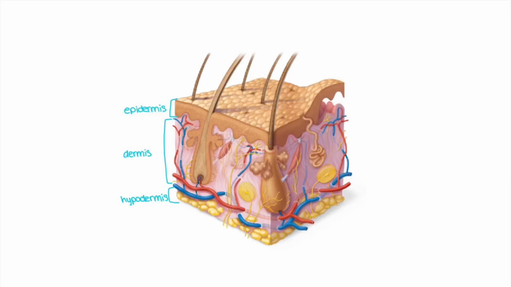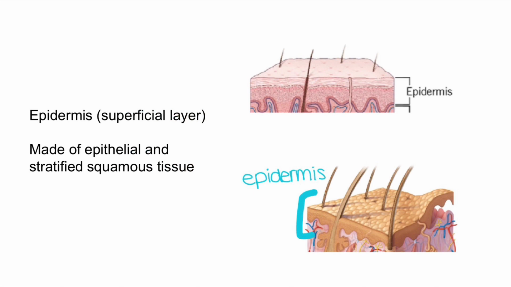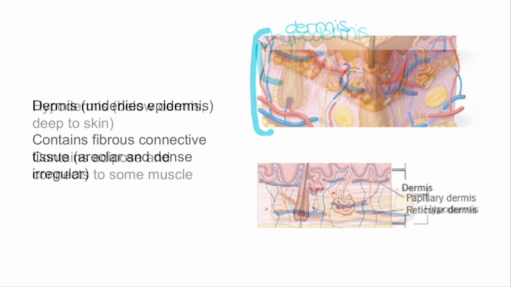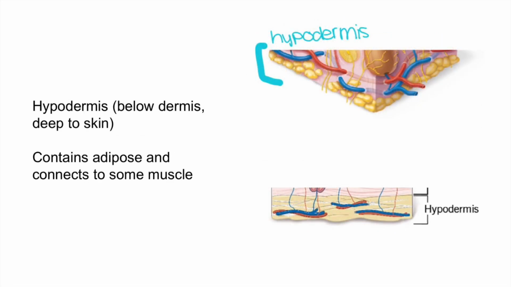Superficial region, the dermis, which underlies the epidermis, and the hypodermis, which is below the dermis, which is a subcutaneous layer that is deep to the skin. The epidermis is made out of epithelial tissue and stratified squamous. The dermis contains mostly fibrous connective tissue, including both areolar and dense irregular. The hypodermis contains mostly adipose and connects to some muscle.